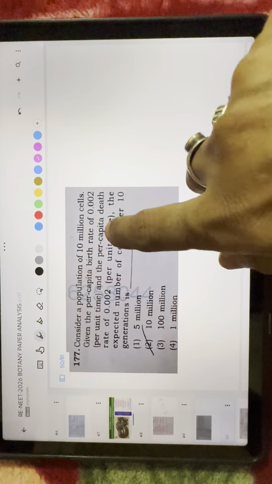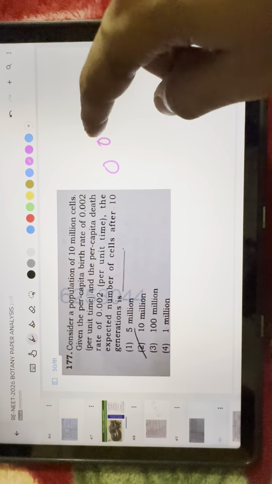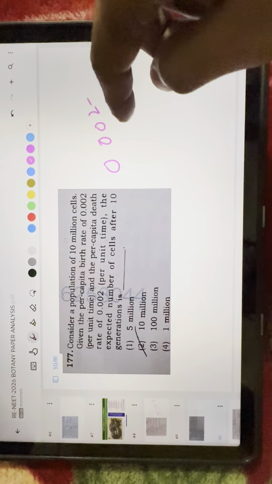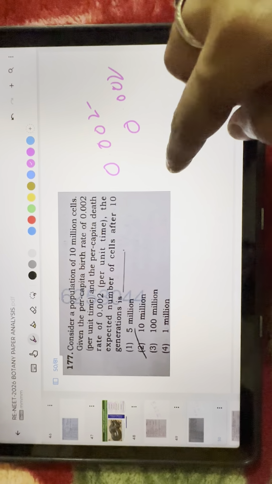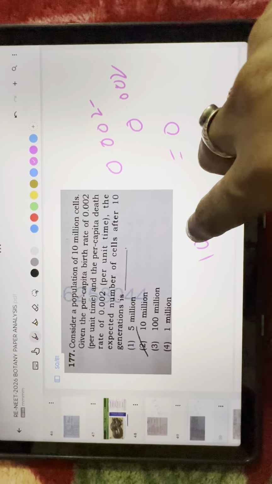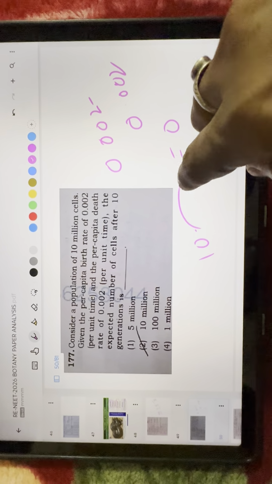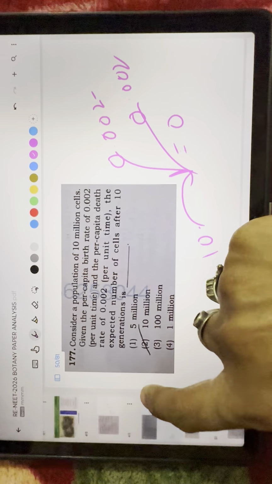Next, consider a population of 10 million. The birth rate is given as 0.002 and the death rate is also 0.002, so the growth becomes 0. After 10 generations there will be the same amount, because birth is equal to death.